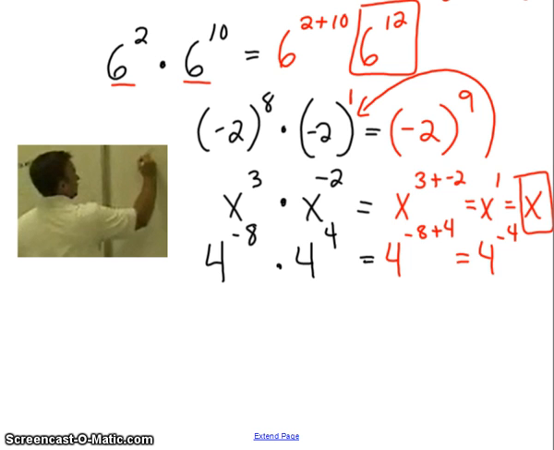What happens here? We have a negative exponent, so we use the negative exponent rule. We bring it to the denominator and make it positive. And 4 to the 4th, we might be able to simplify: 4 times 4 times 4 times 4, and you get 256.